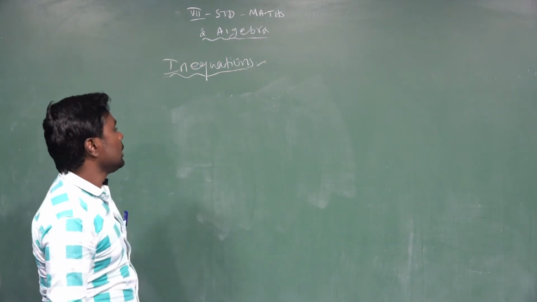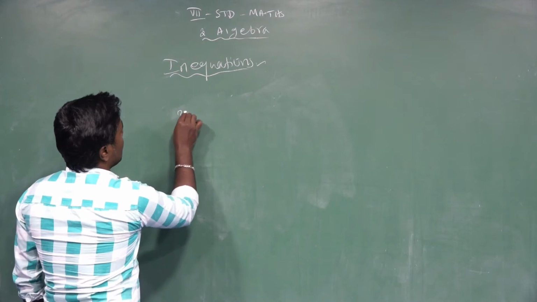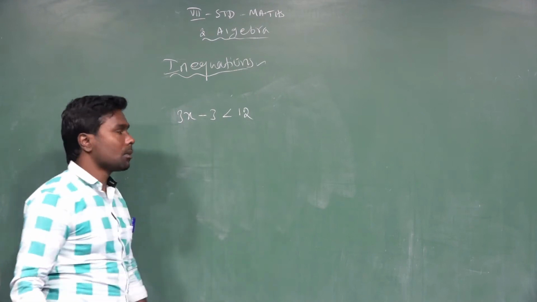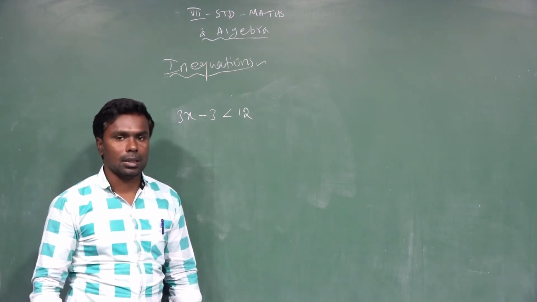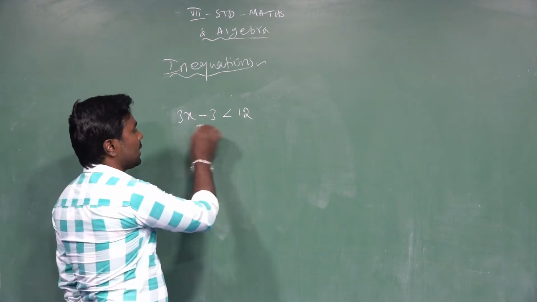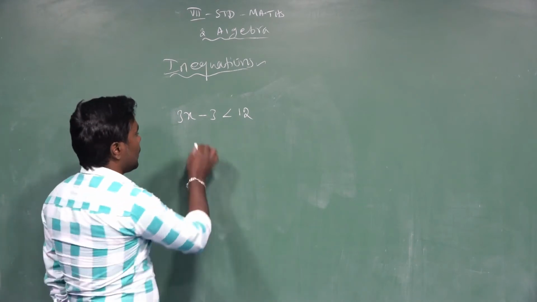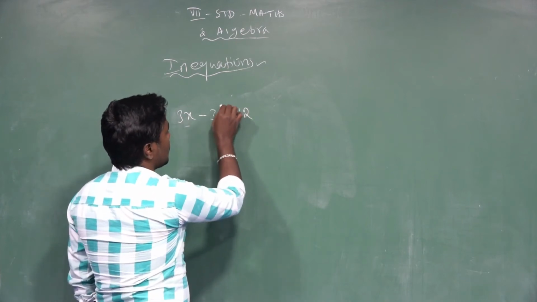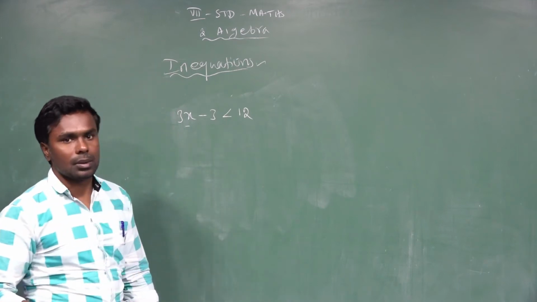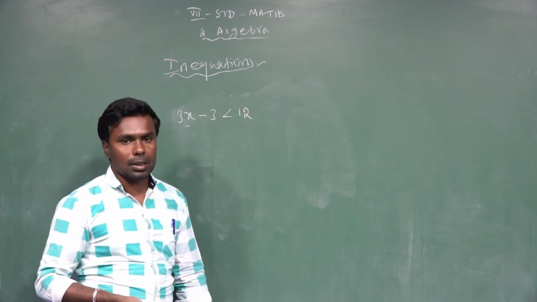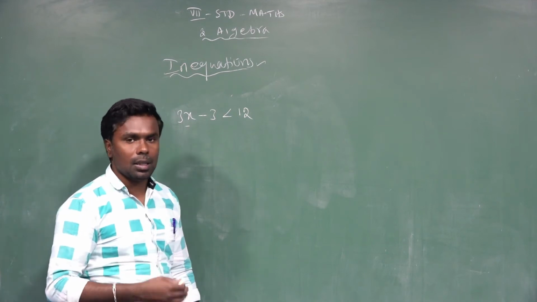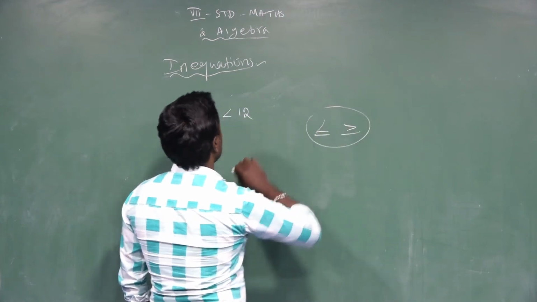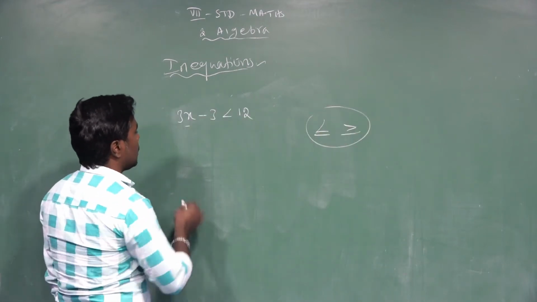But what are inequations? For example, 3x minus 3 less than 12. This is an inequation because between the left and right, it does not have an equal sign. It has a less than symbol or greater than symbol, or less than or equal, or greater than or equal. So, 3x minus 3 less than 12.